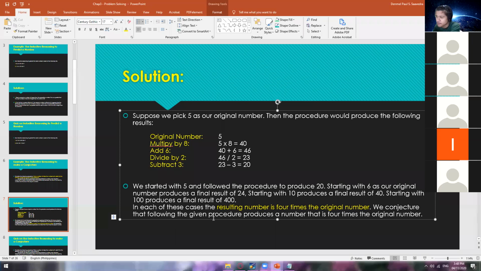Did you guys get it so far? Is there someone who's lost or who didn't understand? A conjecture is like your final thoughts on following the same steps over and over again. So this is one good example. Just by following those 5 steps, we realize that the result is always 4 times the original number.